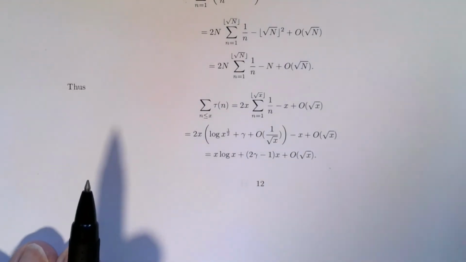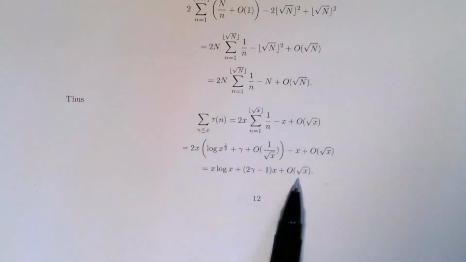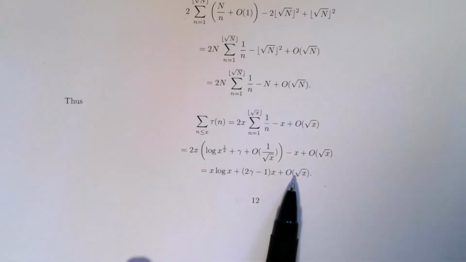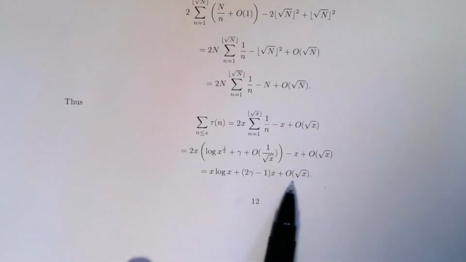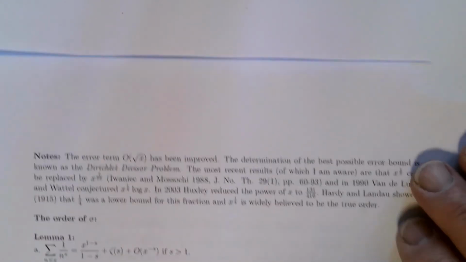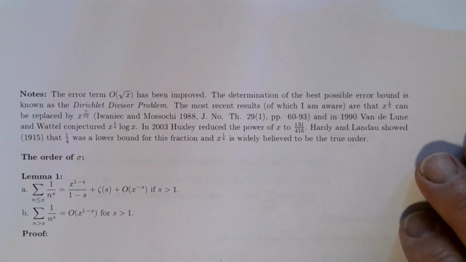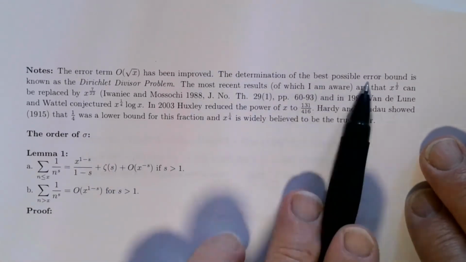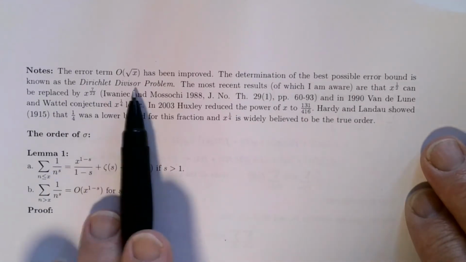Now, the so-called error term here is this big O(root x), and we've done a fair bit of hand waving and shoving things under carpets to get to here, and the question is, can you improve this? Can you get it to be smaller? This is at the moment x to the half. So let me just say a word about that. The error term, a big O(root x), has been improved. The determination of the best possible error bound is known as the Dirichlet divisor problem.